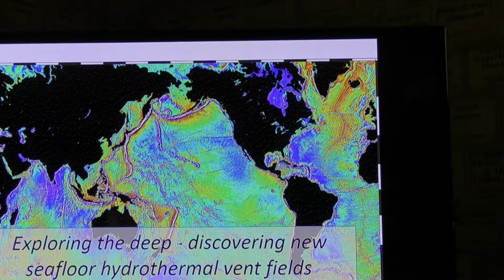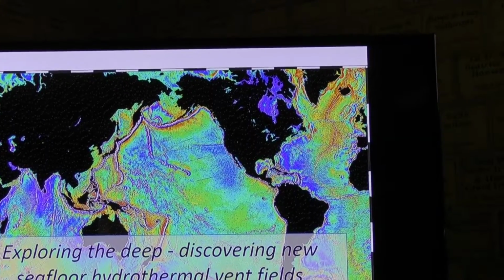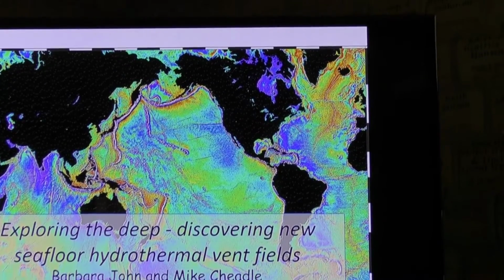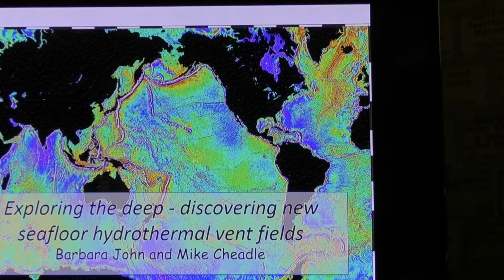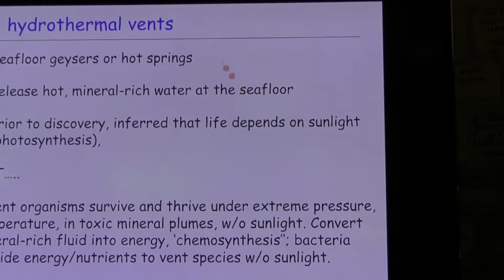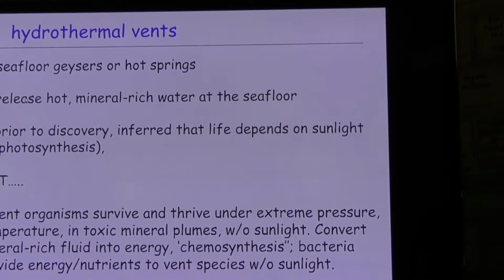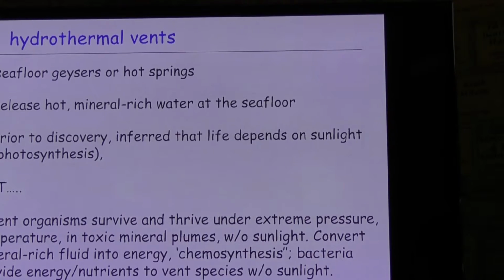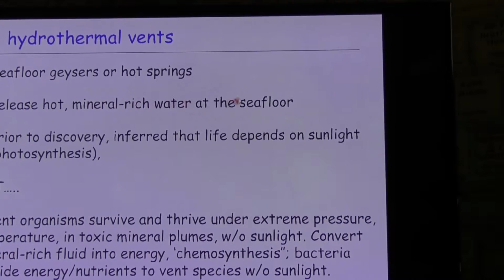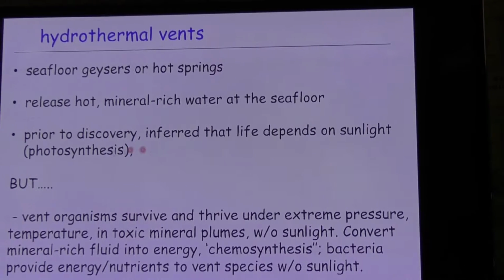So let's go. We're going to explore the deep, and we're going to talk about discovering seafloor hydrothermal vents. We'll start with the first recognition of hydrothermal vents, and then go on to talk about some that Mike and I have been involved in recognizing. So hydrothermal vents, as I said, are basically seafloor geysers or hot springs, similar to what we have in Yellowstone, okay, under Yellowstone Lake. They release hot, mineral-rich water at the seafloor, okay, and I'll show you a little model of how that kind of works.